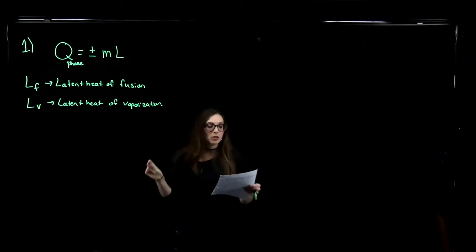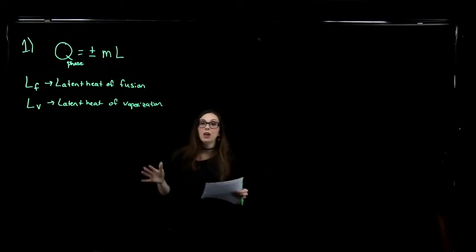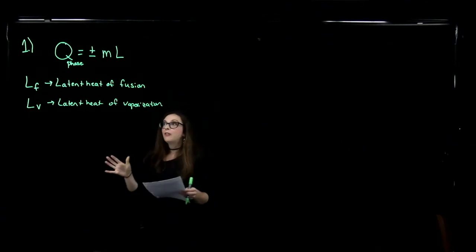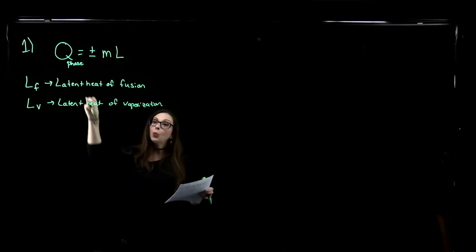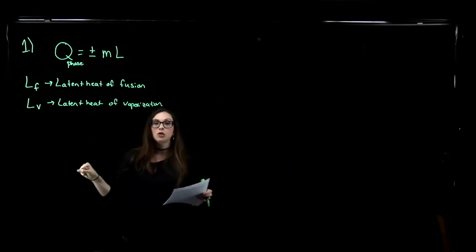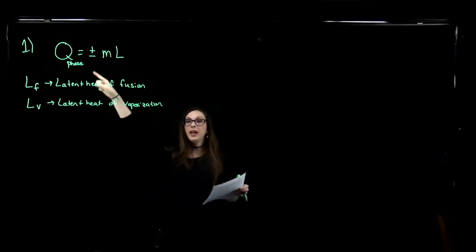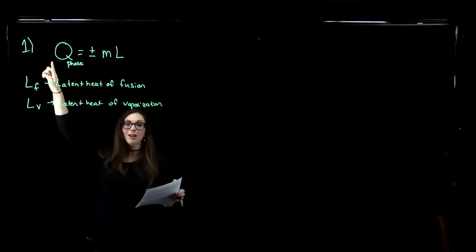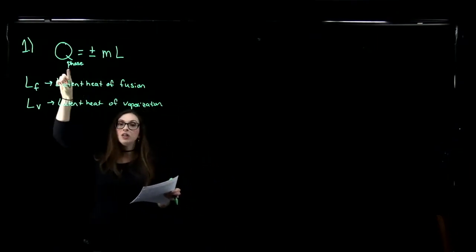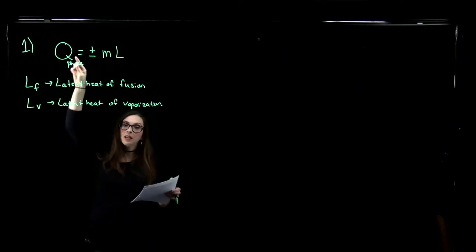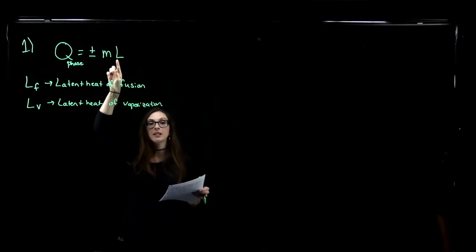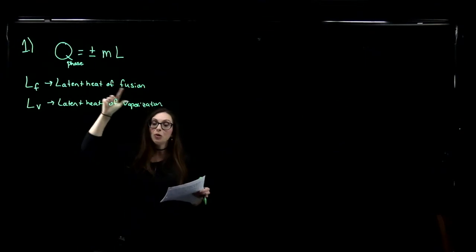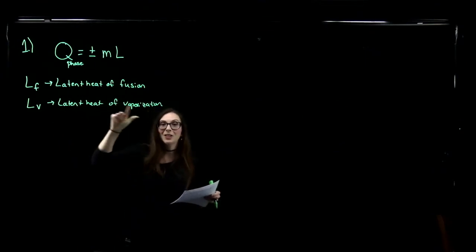There is energy associated with changing the phase of a substance, okay? So you either have to add energy to the substance to change its phase or remove energy from the substance to change its phase. So the energy, which I'm going to refer to as Q here, the energy associated with changing the phase of a substance is equal to the mass of that substance times what we call the latent heat. Okay. The latent heat could either be the latent heat of fusion or the latent heat of vaporization.